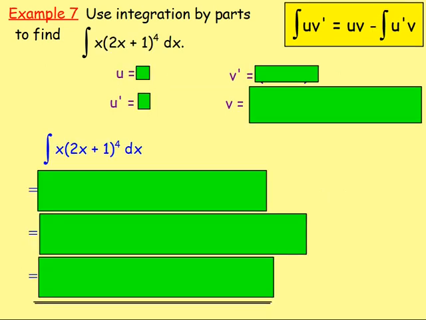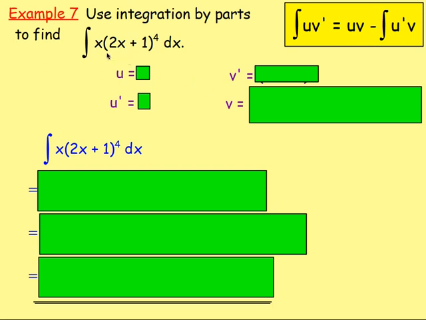Example 7, use integration by parts to find the integral of x times 2x plus 1 to the power of 4. Again, it's integration by parts when one part is easy to differentiate and another is easy to integrate. So which one would you differentiate here? What do you think, Eduarda?